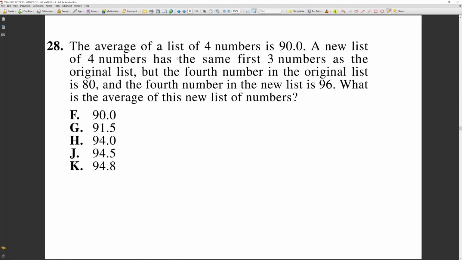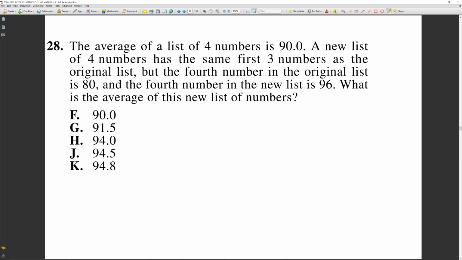Number 28. So read the end. What is the average of this new list of numbers? Okay, we're doing averages now. The average of a list of 4 numbers is 90. A new list of 4 numbers has the same first 3 numbers as the original list, but the 4th number of the original list is 80, and the 4th number in the new list is 96. What is the average of this new list of numbers?